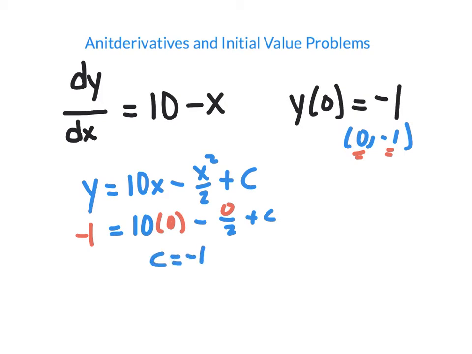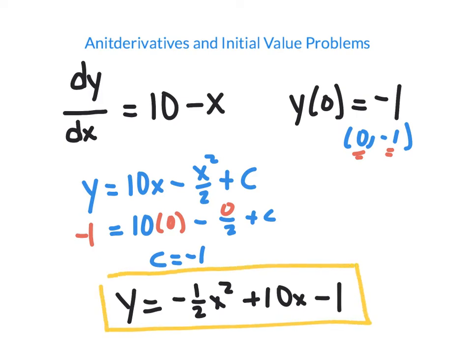So we've found the value of c. To solve the initial value problem, we want to give the original function. So our final answer is going to look like this. It's the quadratic negative 1/2 x squared, that's the same as negative x squared over 2, plus 10x. And then instead of plus c, I write minus 1 at the end. This is the solution to the initial value problem. The curve that we were looking for is y equals negative 1/2 x squared plus 10x minus 1. It's really all there is to these problems. Simply we're doing the antiderivative and then plugging in x and y to solve for c.